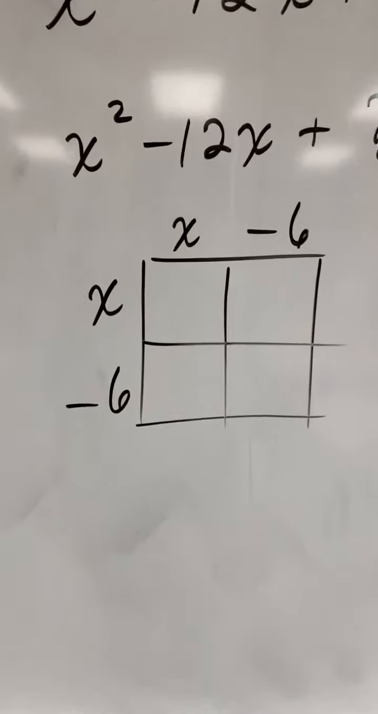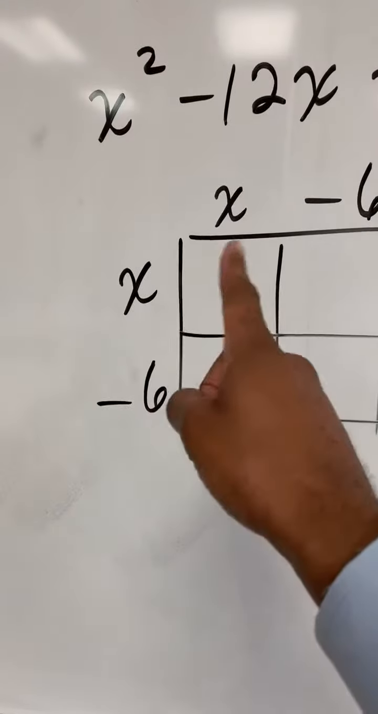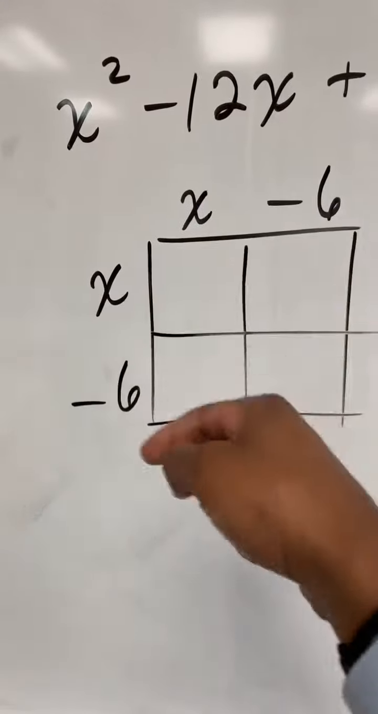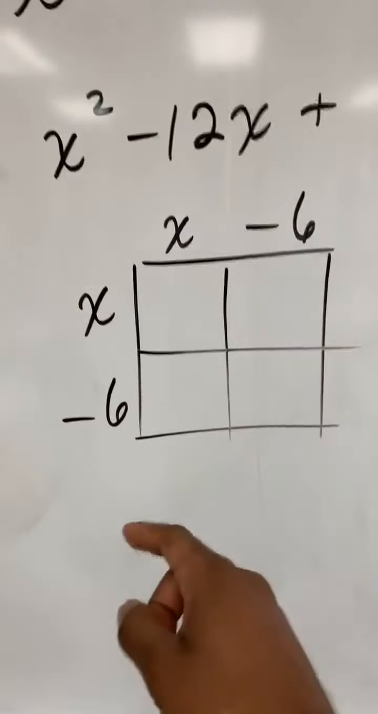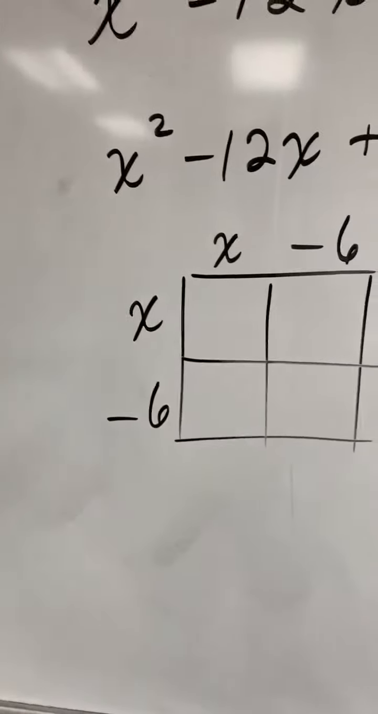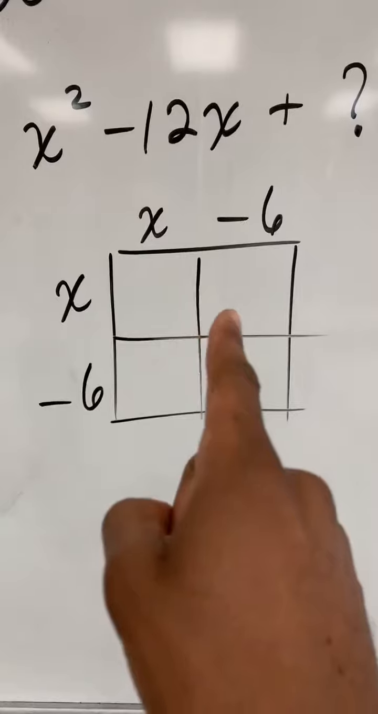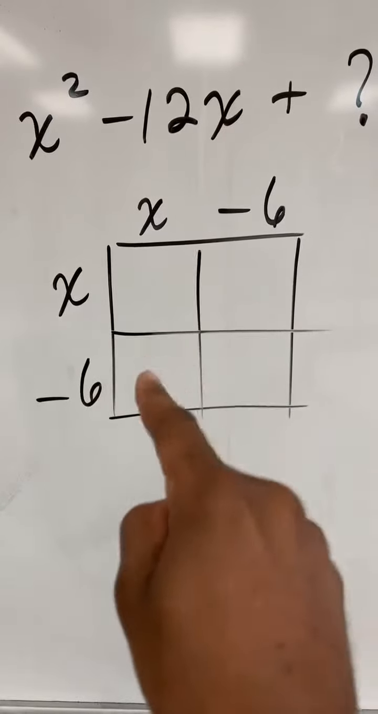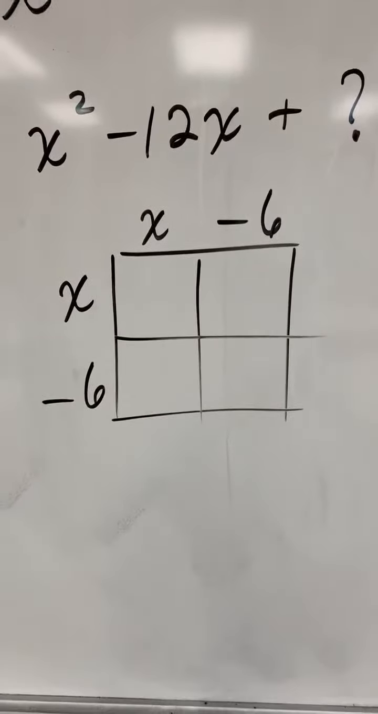All right, so remember we have our x times x. This one has to be split evenly. So that's why I have an x minus 6 this way and I have an x minus 6 this way, all right? And remember, what we have to do is complete this square by completing in all of these boxes.